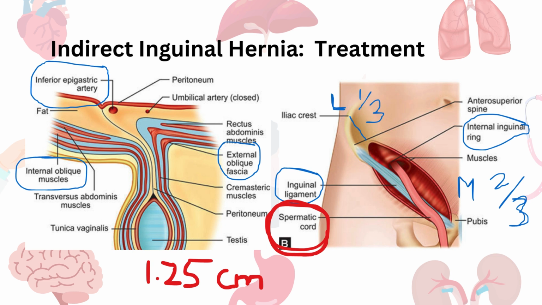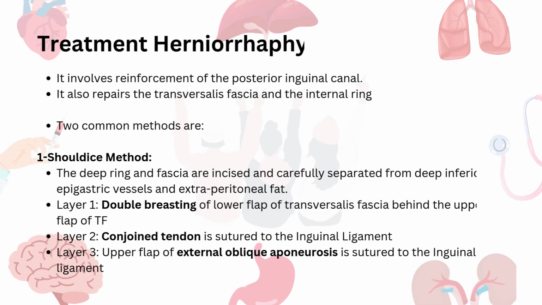And in herniotomy, you are not applying the mesh, you are just strengthening the wall with the help of the sutures. While in the hernioraphy, you have to reinforce the posterior inguinal canal. It repairs the transversalis fascia, which is the posterior most layer of the abdominal wall muscles, and the internal ring when the internal ring is weak and stretched and transversalis is bulging out of it.